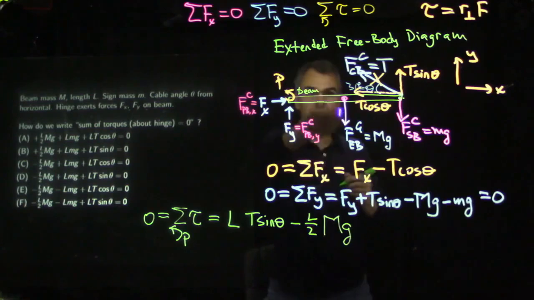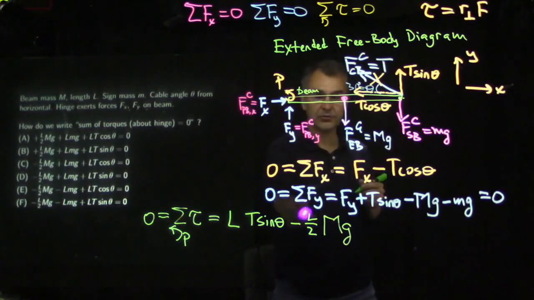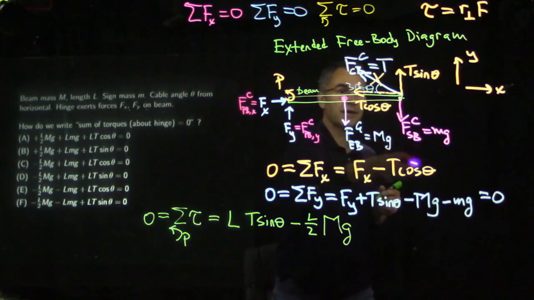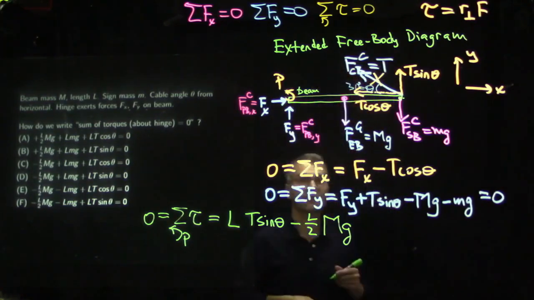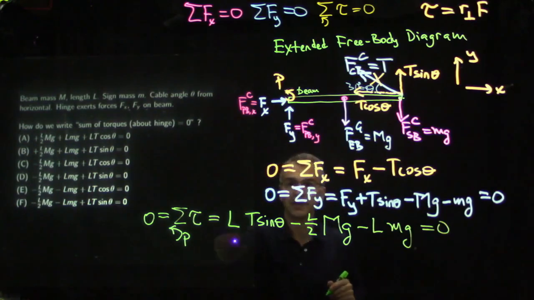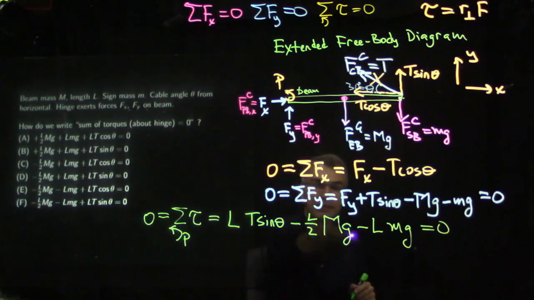The gravitational force is a vertical force, so we want the horizontal displacement from the pivot to get the lever arm. So that's L over 2, half the length of the beam. Then we have the weight of the sign. The weight of the sign has a line of action that passes through the end of the beam, so this is the entire length of the beam. This is a vertical force, and we want the horizontal displacement to go with the vertical force, and the appropriate horizontal distance is the entire length of the beam. So that's all the terms we have. Big L T sine theta minus L over 2 times mg, capital M, minus L times lowercase mg equals 0.